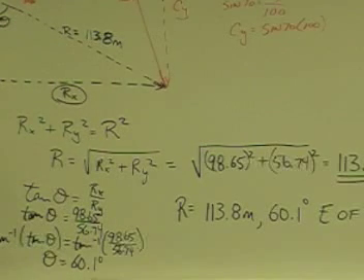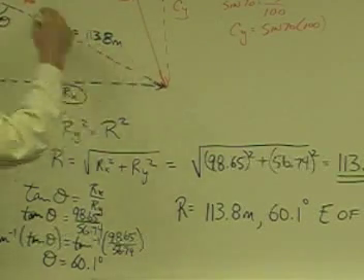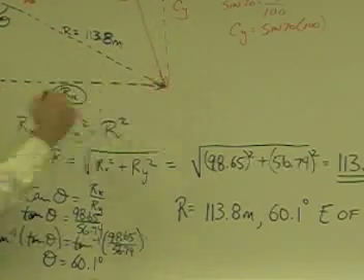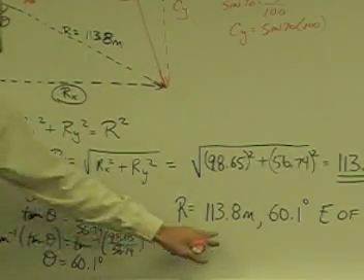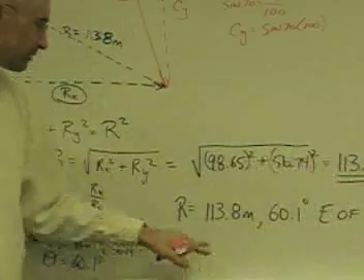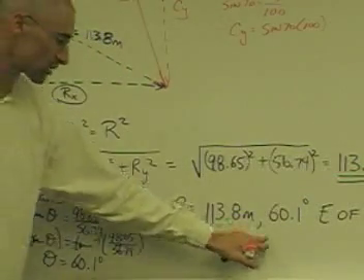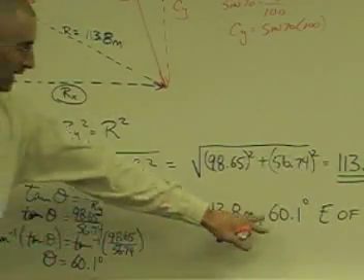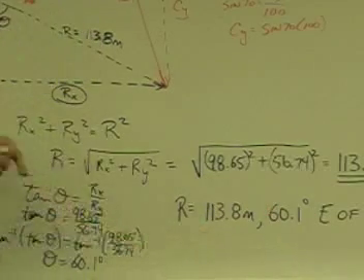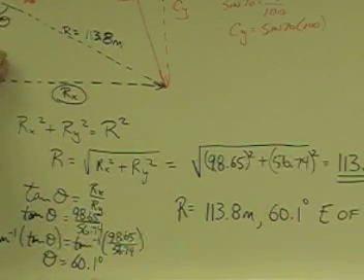And so to get our final answer for our resultant vector of adding A plus B plus C together, we're coming up with a magnitude of 113.8 meters and a direction of 60.1 degrees. And if we look, guys, we're moving from the south direction towards the east, so it would be 60.1 degrees east of south.